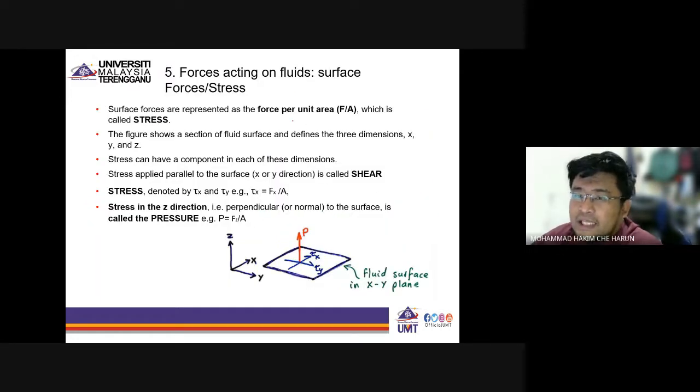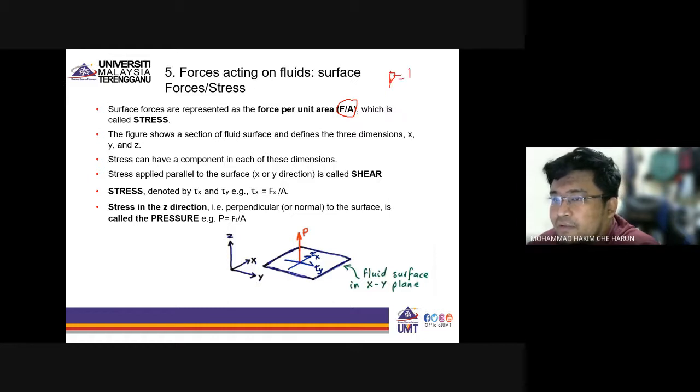Okay, forces acting on fluids. Actually, we consider fluids' surface forces or stress. As you can see here, you can read by yourself. Surface forces are represented as the force F over A. F over A. What is this actually? It's actually pressure. F over A.